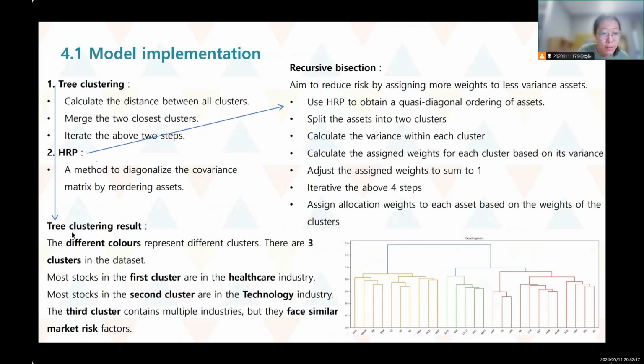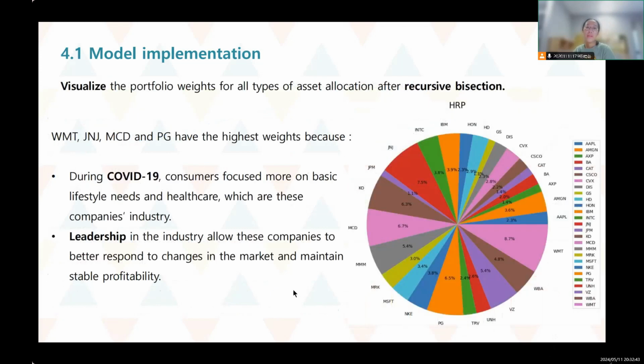By looking at the tree cluster results in the plot, the different colors represent different clusters. There are 3 clusters in the dataset. Most stocks in the first cluster are in the healthcare industry. Most stocks in the second cluster are in the technology industry. And the third cluster contains multiple industries, but they face similar market risk factors. I visualize the portfolio weights for all types of asset allocation after recursive bisection.